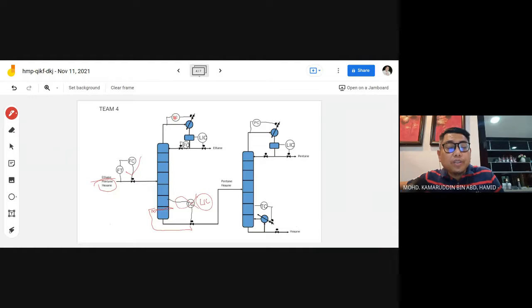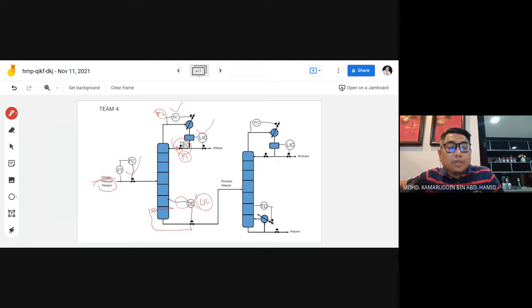You cannot use PC since you don't have a transmitter. If you have a pressure indicator or pressure transmitter, then you can have a PC. Otherwise, we just use PIC. This one requires you to have a measurement, so you need to have a PI over here. All right, so do the correction. If you don't have a measurement, then you just use PIC. This is right. And this is right, but you don't need to have a flow indicator to measure.